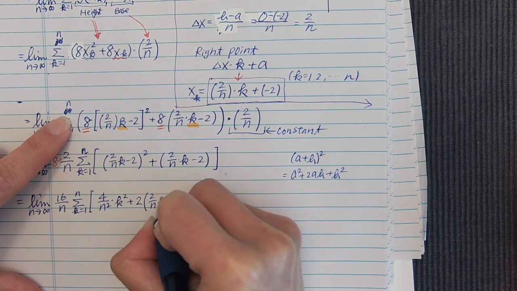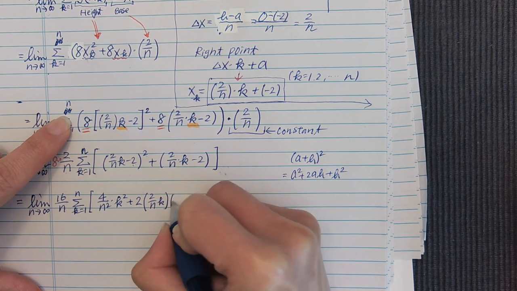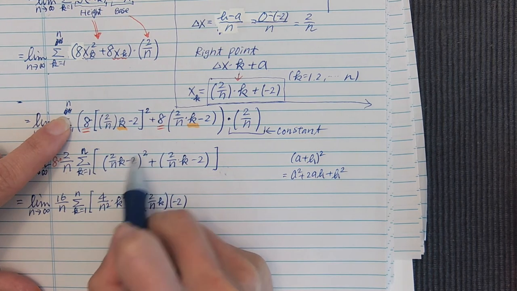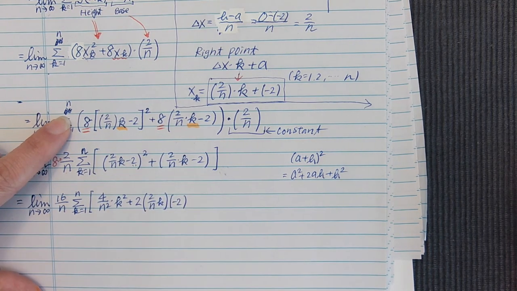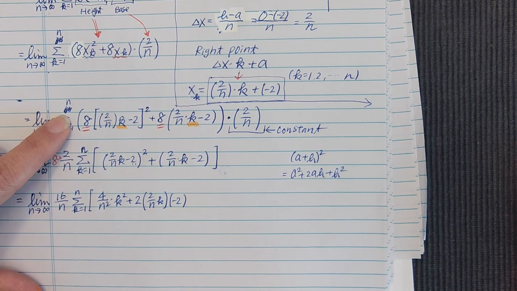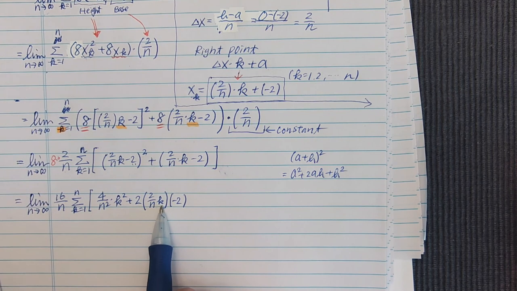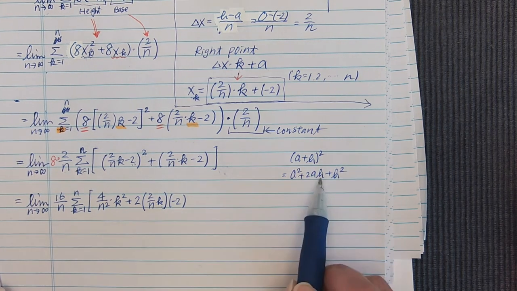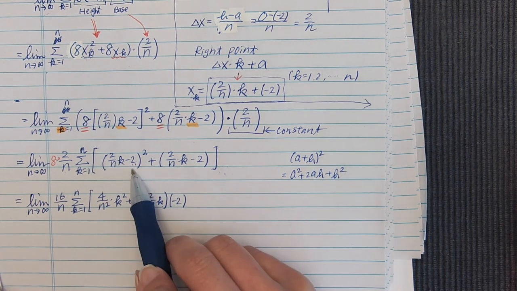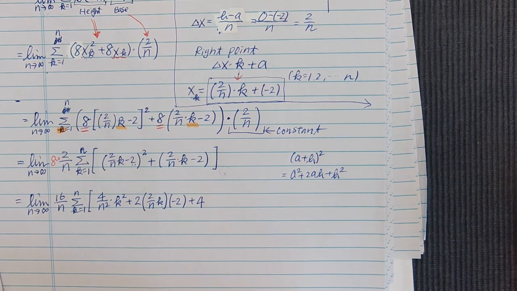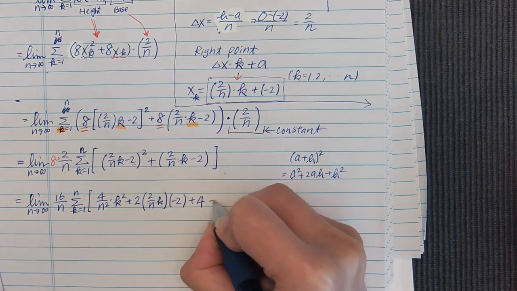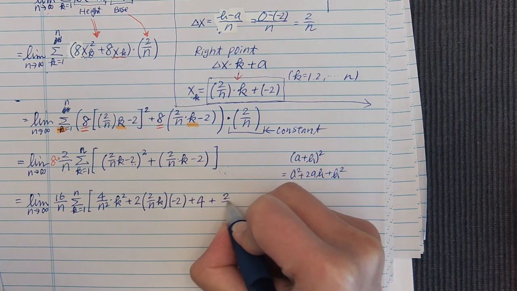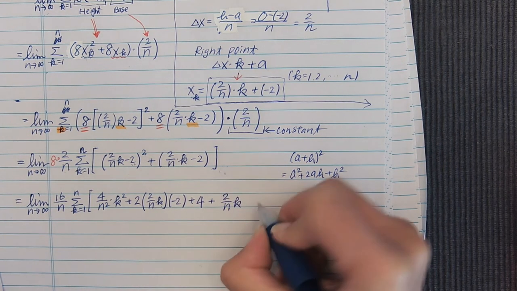2 times 2 over nk times negative 2. So 2ab, I need a 2ab. Negative 8? Yes. Over nk? That's it, negative 8 over nk. The last one, b squared is negative 2 squared. Everybody knows that's 4. Okay? Then this part, nothing changed. 2 over nk, right? Then minus 2.